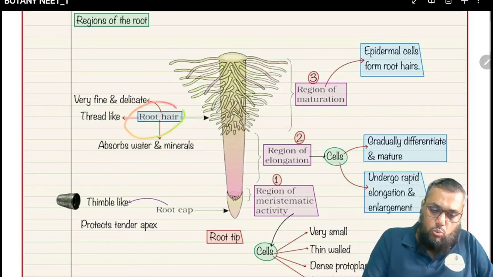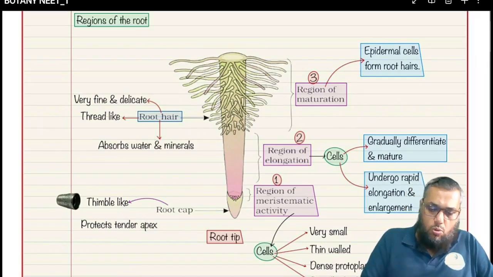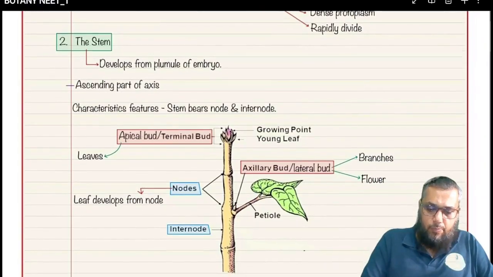These are the root hairs. These are very fine and delicate thread-like structures, which help in the absorption of water and minerals.